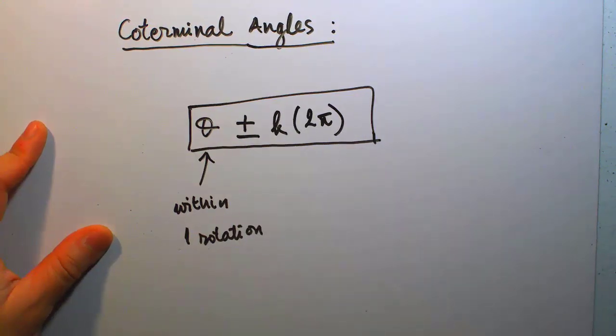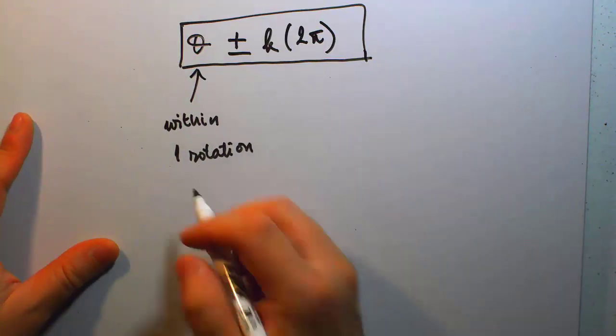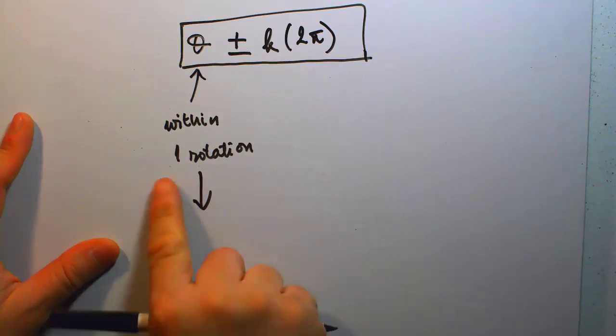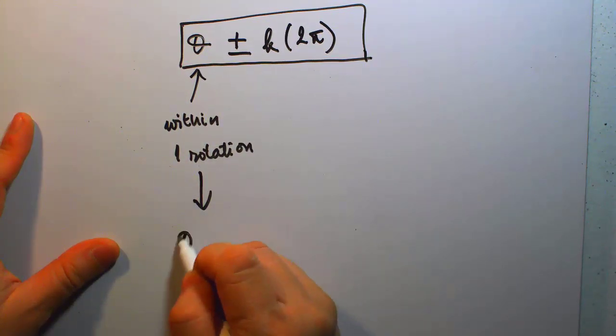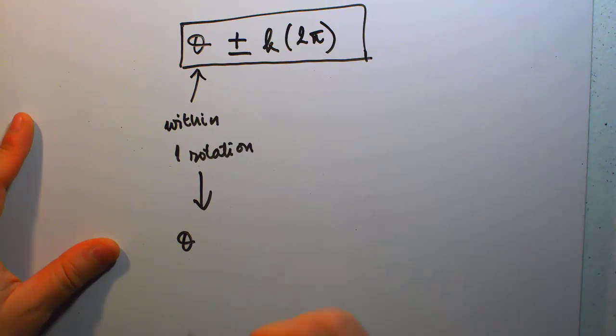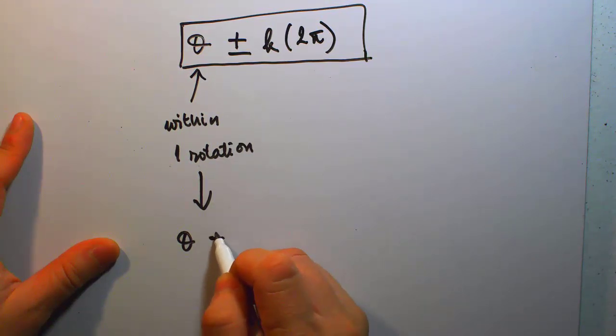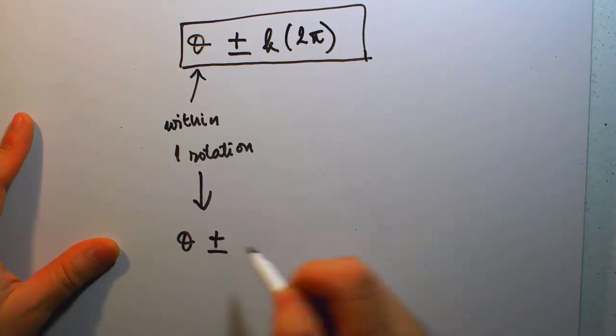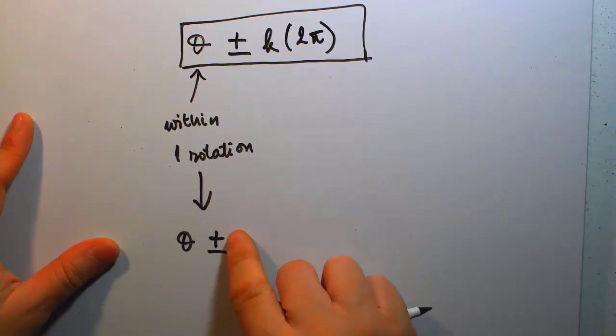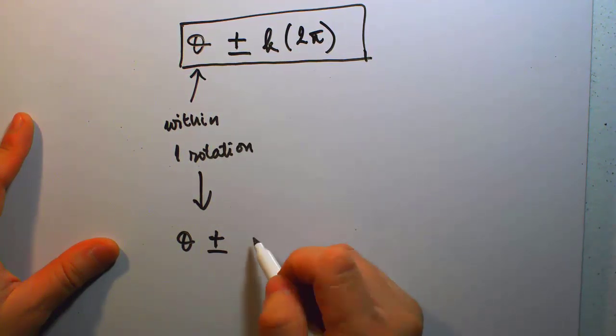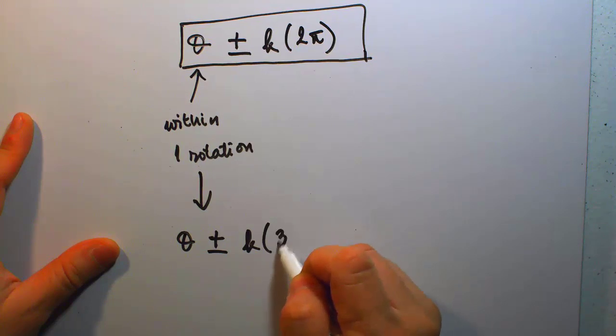Or in degrees convention, once again, within one rotation, we have some original angle, and then all of those other coterminal angles in degrees are just simply a matter of either adding or subtracting some multiple of 360 degrees.